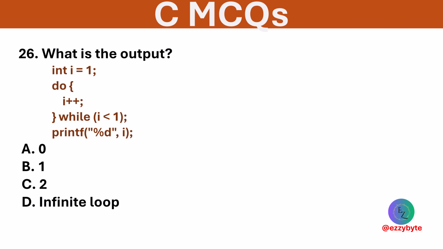What is the output of the following? Options are 0, 1, 2, and infinite loop. Option C is correct. Do while runs once, incrementing i from 1 to 2.